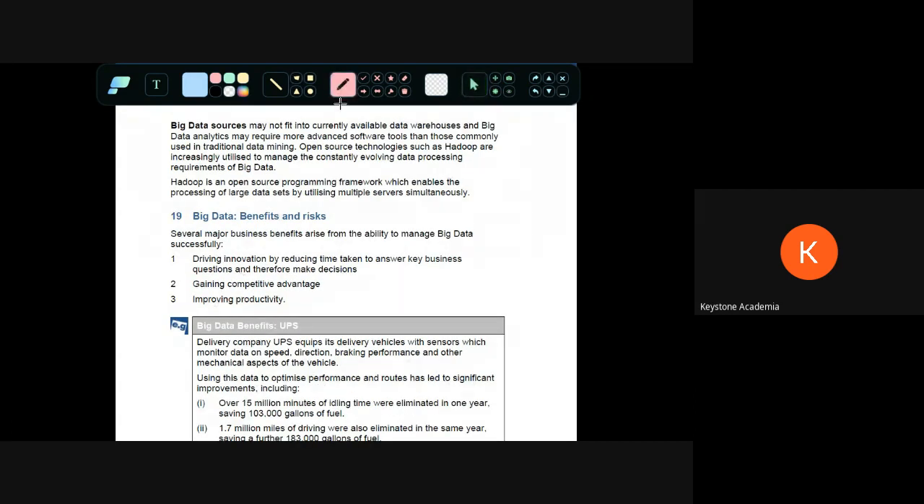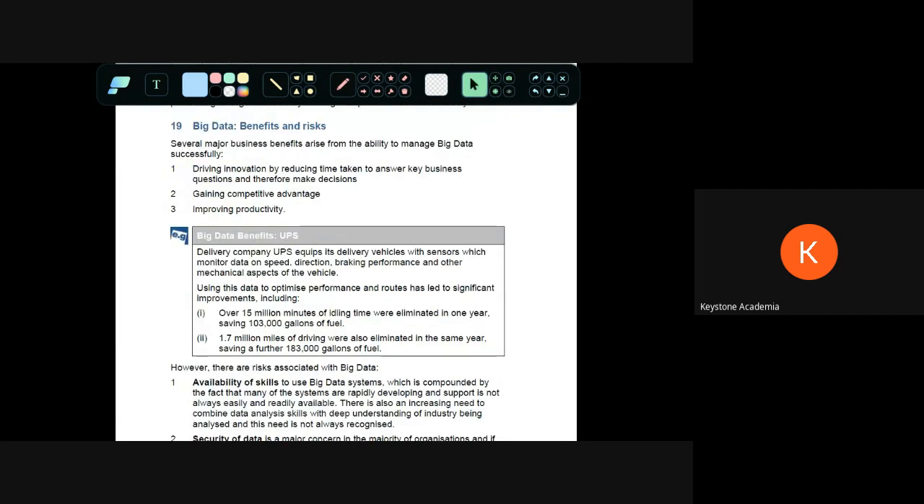Big data sources may not fit into currently available data warehouses, like the cloud ones I told you about. Big data analytics may require more advanced software now, and those commonly use data mining. Data mining is the mining of the big data. Open source technology such as Hadoop has come, which will manage your constantly evolving data processing requirements of big data. For Hadoop, you just need to remember that this software exists, which data scientists use for analyzing your data.